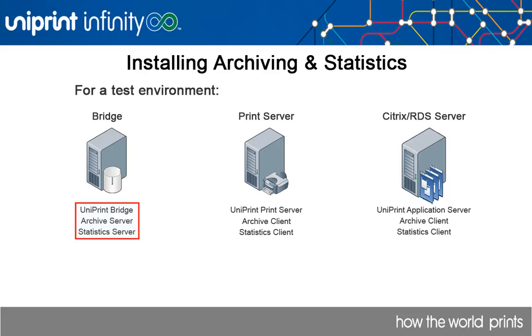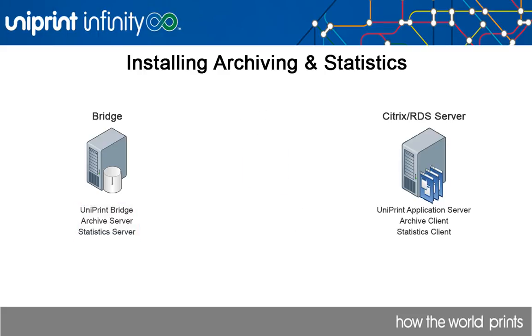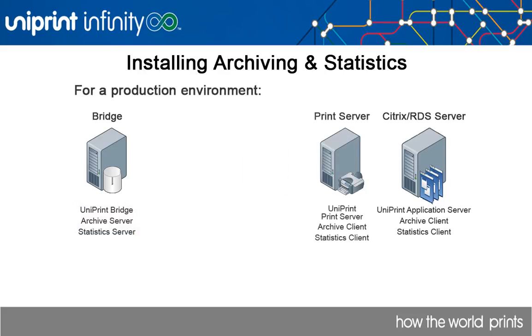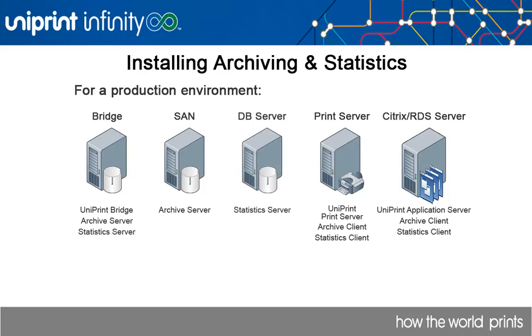In our installation video, we installed the archive server and statistics server on the same machine as the bridge. And this is sufficient for a test environment, where you may have maybe a handful of users printing for a short period of time. However, in production, since the sheer amount of data being collected can be huge, we recommend installing the archive server on its own server or make it part of a SAN. And the statistics server should be installed on its own database server.